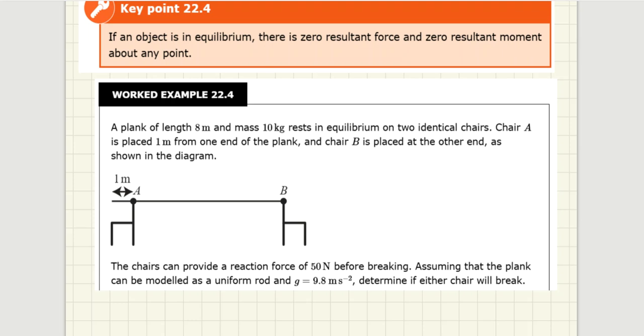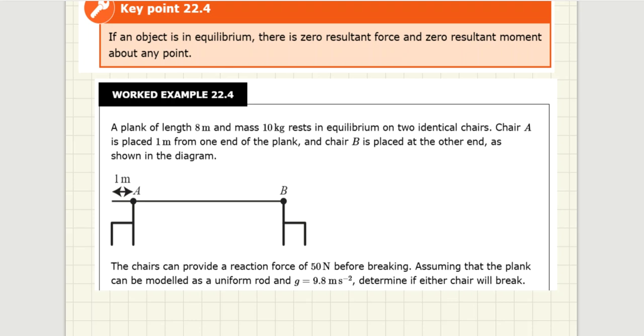Now, you all know about reaction forces, right? What's a reaction force? It's equal and opposite to whatever is happening. So the only forces we've got acting downwards is the mass of the rod. So we have reaction forces at B, and we have a reaction force at A counteracting that.